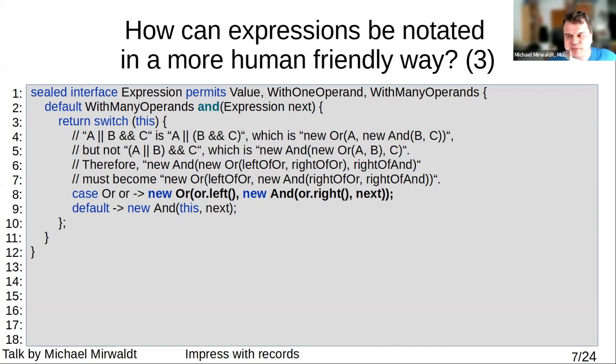Okay, I hope that was not too difficult for you, but keep in mind when you design some Fluent APIs for your small languages with records, not to run into those pitfalls and confuse your users.